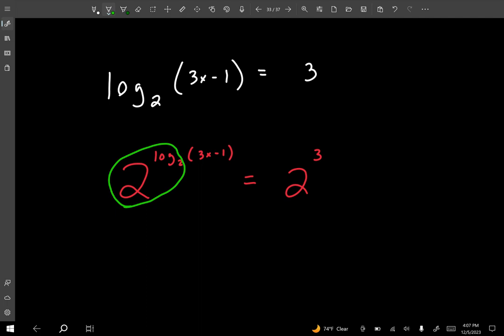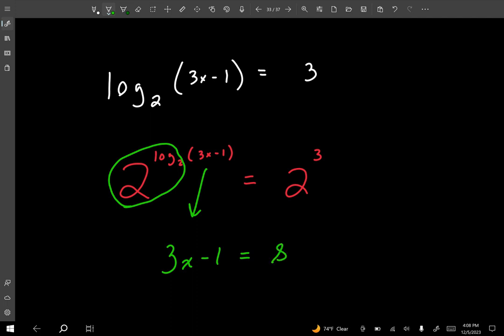It's going to go away. All that is gone. And what is left is what was inside the logarithm. Isn't that nice? It's a beautiful thing. So now on this side, that's just 2 to the power of 3. That's 2 times 2 times 2. That is 8.